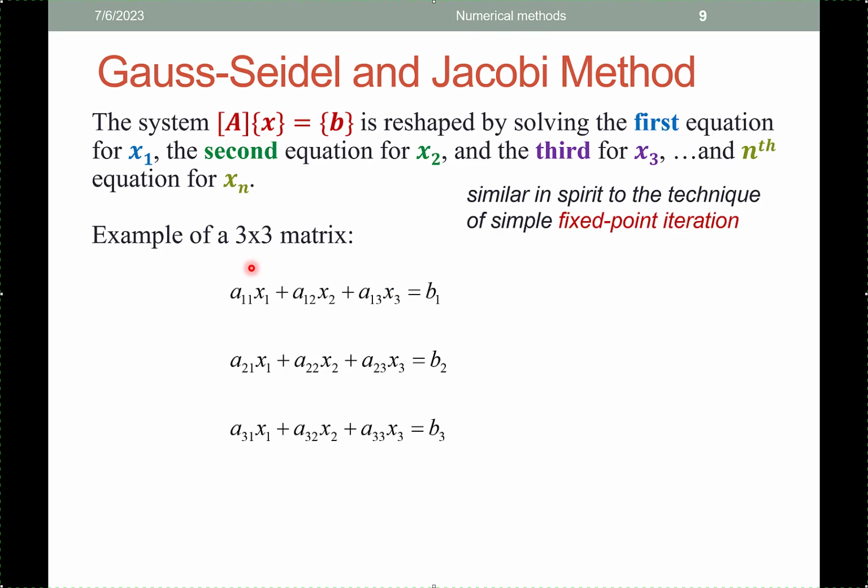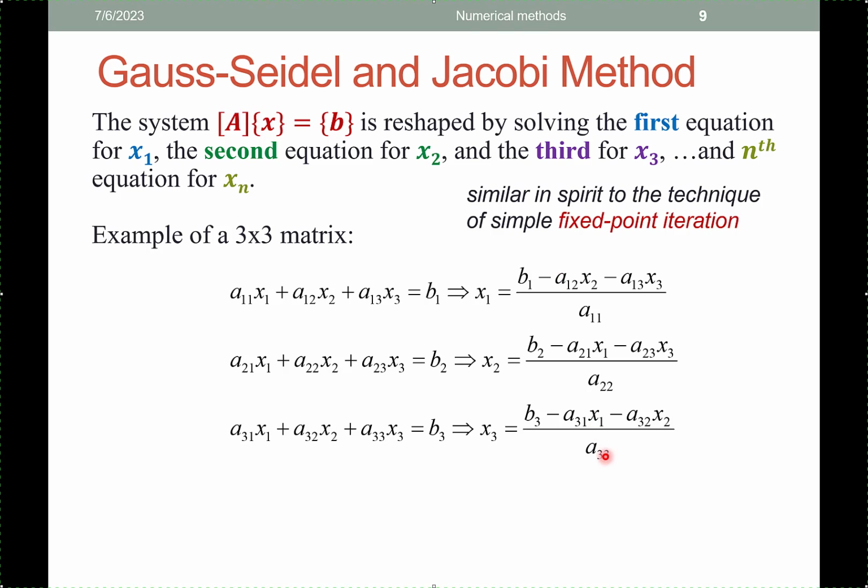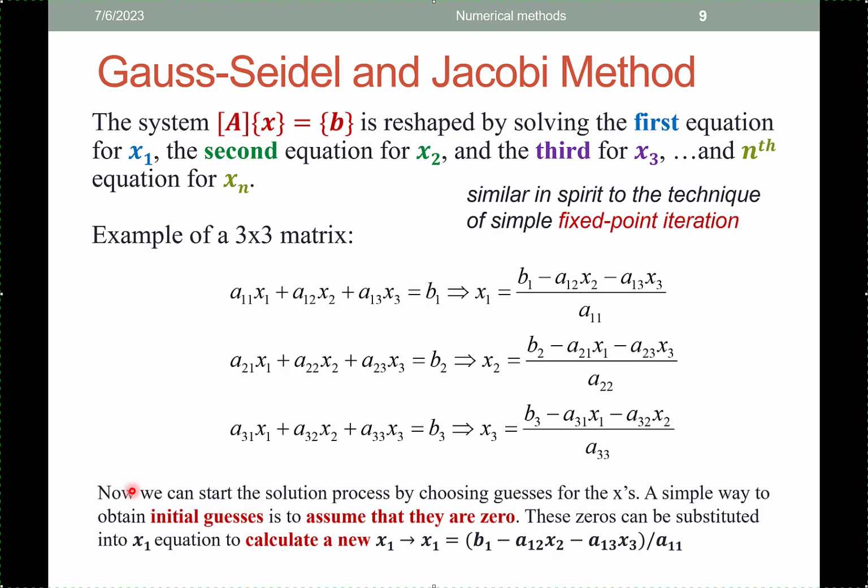In the first equation for a 3 by 3, we're going to solve for x1. So we would get x1 equals b1 minus a12 x2 minus a13 x3, divided by a11, which is the coefficient of x1. In the same fashion, for the second equation, we solve for x2, and in the third equation, we solve for x3. So we get these 3 equations where each one is solving for one of the unknown variables that we want to solve for. Now we can start the solution process by choosing guesses for all of the variables.